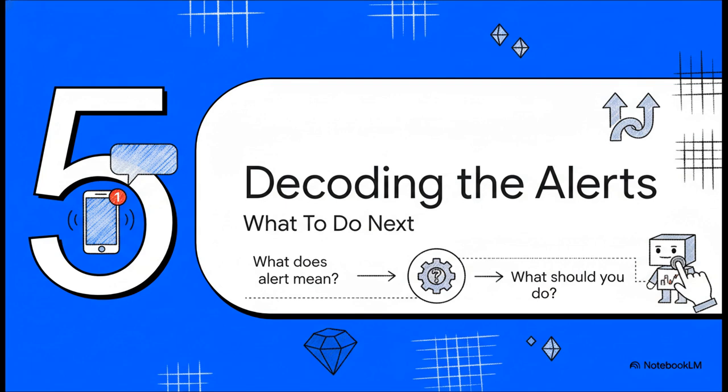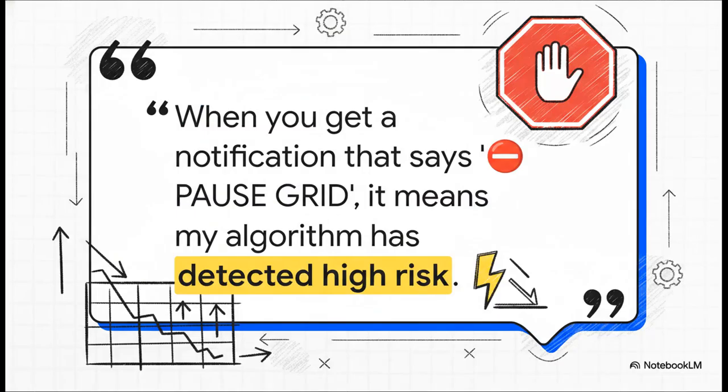Okay, so you've joined the channel, you're going about your day, and then suddenly your phone buzzes. You've got an alert. What does it actually mean, and what are you supposed to do? Look, the alert itself is designed to be impossible to misunderstand. When you see that big red stop sign emoji and the words pause grid, that is a direct, crystal clear message from the algorithm. Risk is high right now. It is time to take action.